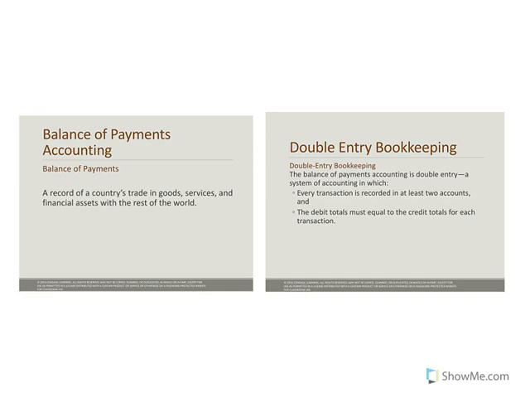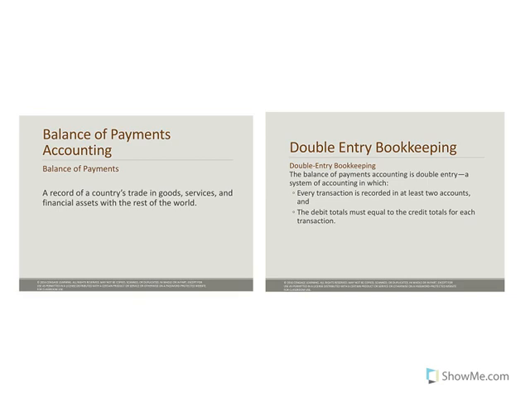The balance of payments is a record of a country's trade in goods and services and financial assets with the rest of the world. In other words, if we're sending goods and services, then they have to be paying for them. So we have to include the financial assets also.